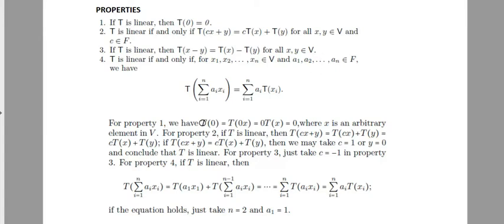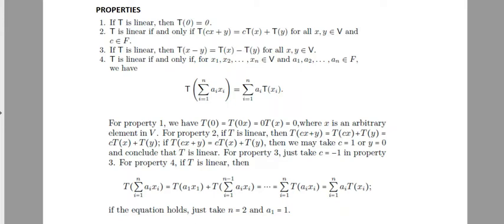We have T of 0, then 0 can be written as 0 times x. Now by the second property, the 0 will come outside, so this is equal to 0 times Tx, which is equal to 0, where x was any arbitrary element in V. Second property: T is linear if and only if T of cx plus y is equal to c times Tx plus Ty for all x and y in V and c in field F. So this is one criterion to prove that T is a linear transformation.